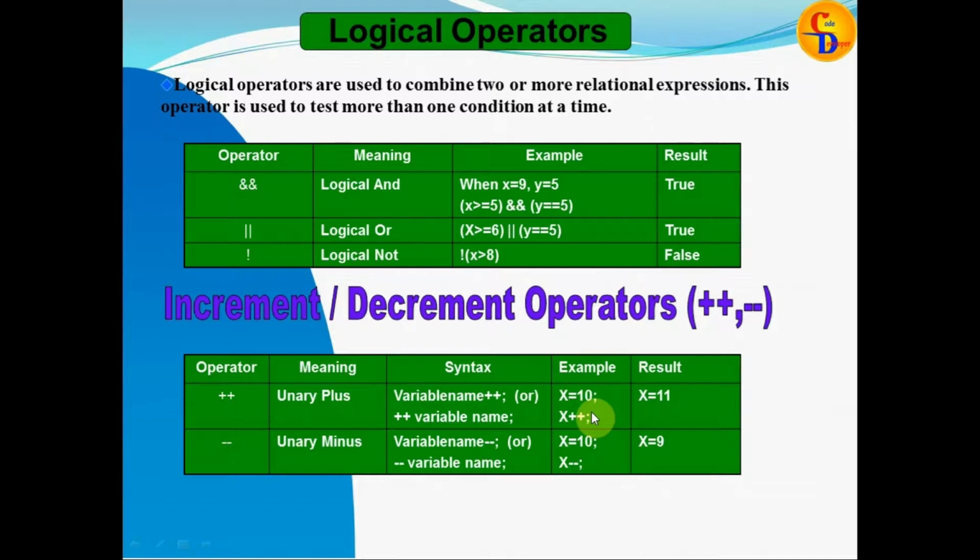The next one, x minus minus. First of all, print the value, then afterwards decrement the value, because it is a post decrement value. If it is a pre decrement value, first of all decrement the value, after that print the value.